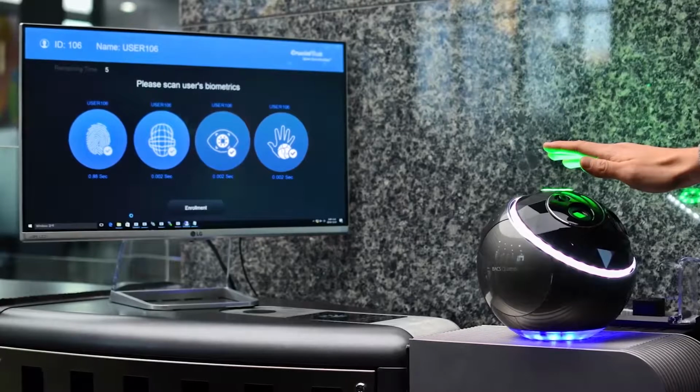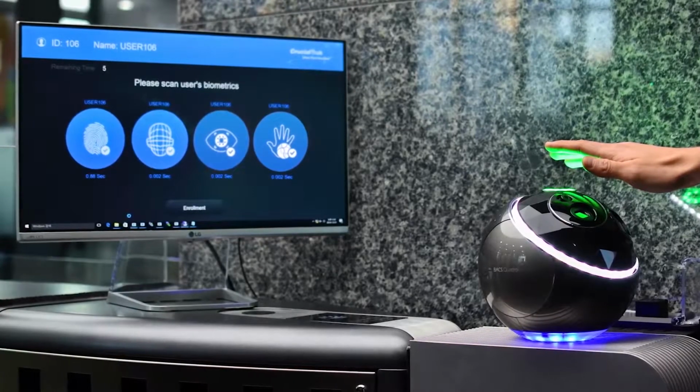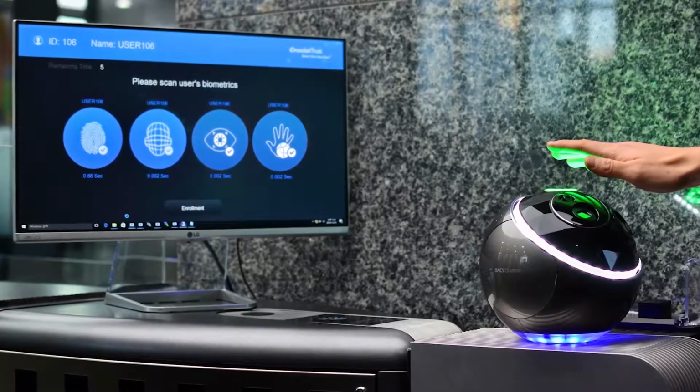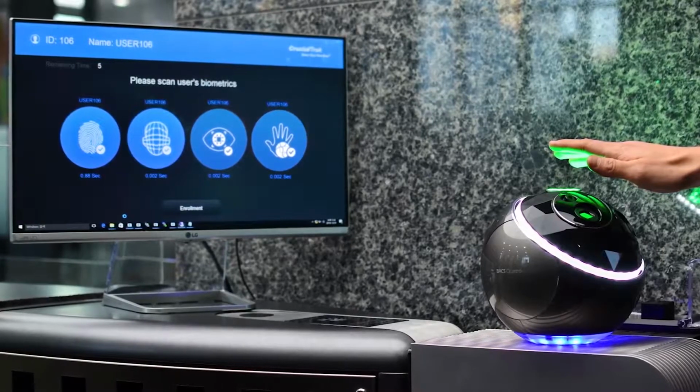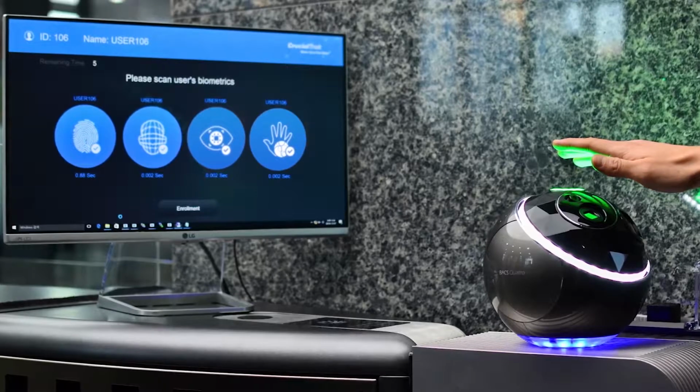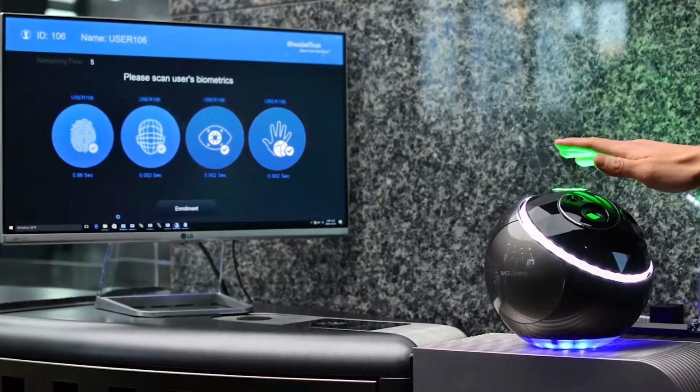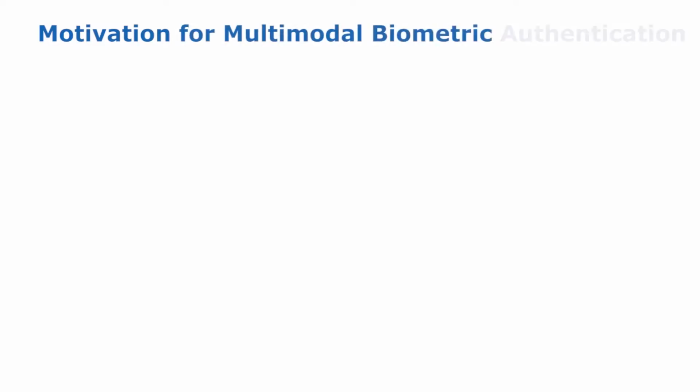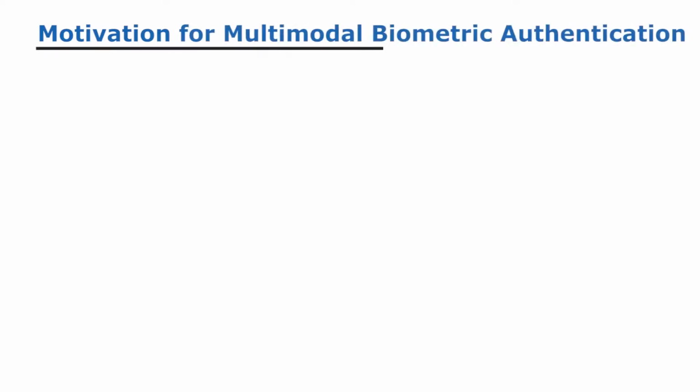Multimodal biometric systems, or multi-biometric systems, are those that utilize more than one physiological or behavioral characteristic for enrollment, verification or identification. What is the motivation for multimodal biometric authentication? Following are the reasons for moving to multimodal biometrics.